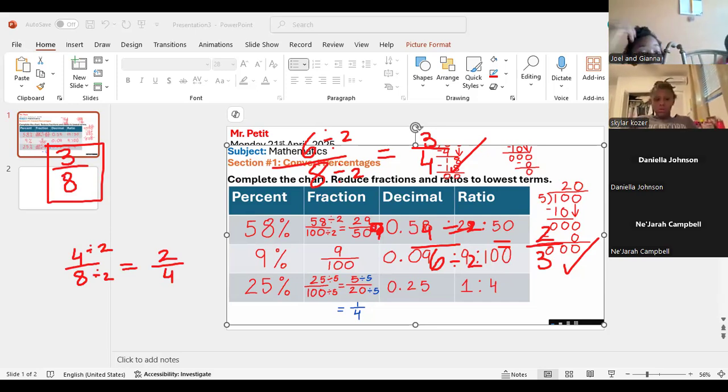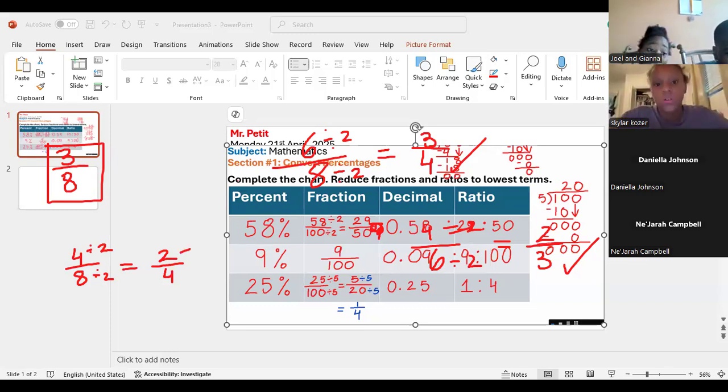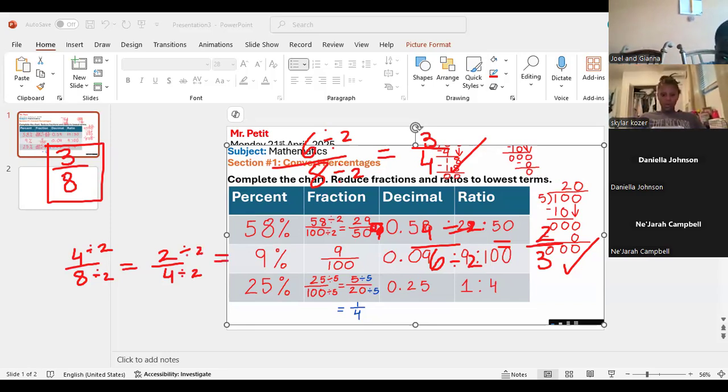2. Very good. Skylar, take a picture of your work and send it to me via WhatsApp. Kaden, take a picture of your work and send it to me via WhatsApp. Najara, take a picture of your work and send it to me via WhatsApp. Very good. So what number could go into 2 and 4 without a remainder? 2. What is 2 divided by 2? 1. And what is 4 divided by 2? 2. Good. So what's the answer? 1 over 2. Good.